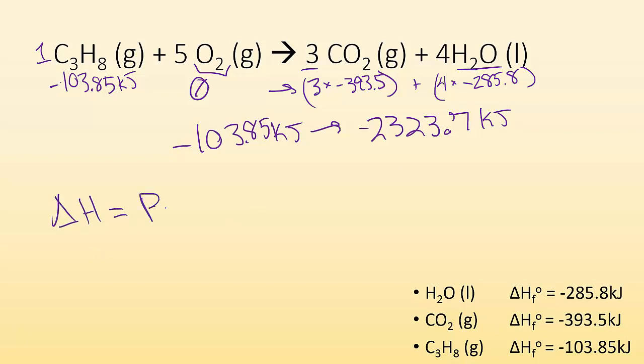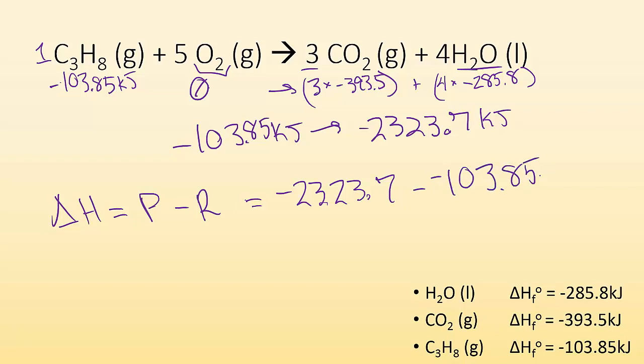So now if we want to know what the overall change is, well, we got to look at the products minus the reactants, right? So we're going to go, all right, negative 2323.7 minus a negative 103.85, and I'm going to get the answer. Hopefully the same answer that I got above. I get negative 2219.85 kilojoules. So that's going to be my final answer.